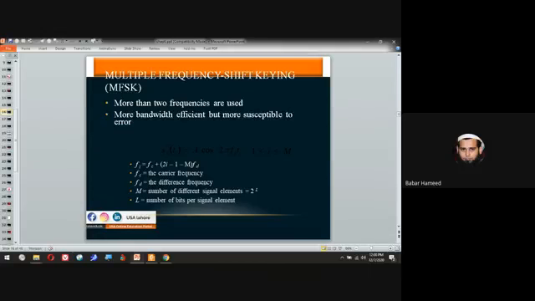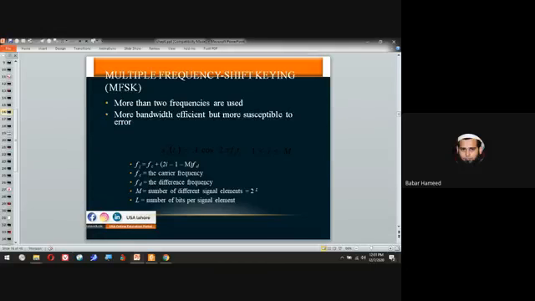The main purpose of choosing multi-frequency shift keying was that it is less prone to error, in which more than two frequencies are used. What happened in this case? In this case, each signaling element represents more than one bit. In binary frequency shift keying, each signaling element was representing one bit, and now it is representing more than one bit.